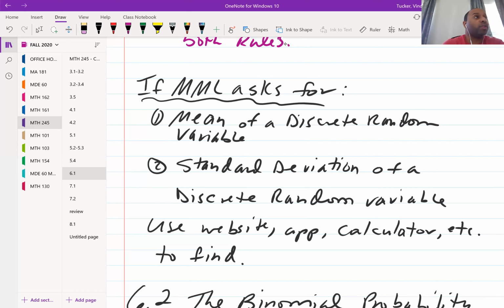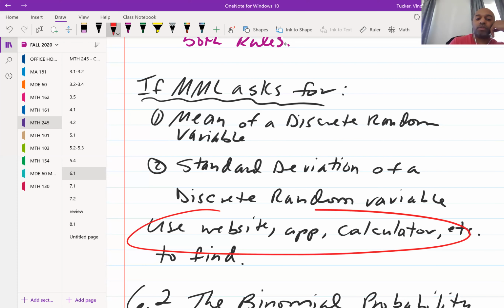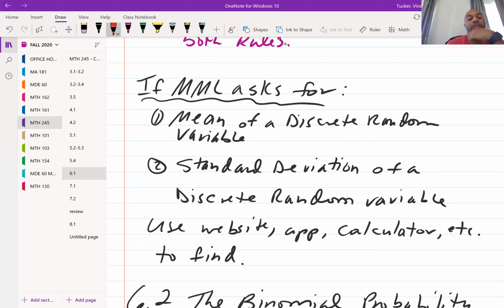Once again, I'm not holding you to the process of actually having to know how to find that out, whether it be the mean of the discrete random variable or the standard deviation of the discrete random variable. Like we did before, use a website, calculator, or app to find those two, and you'll be fine as far as that's concerned. You just need something reliable in order to be able to find those answers.